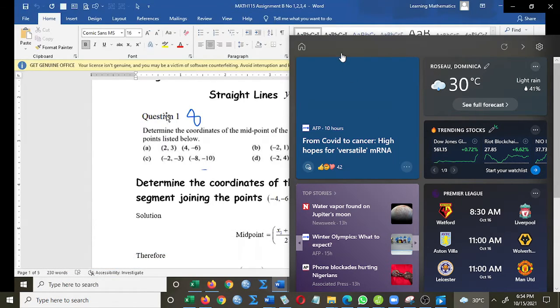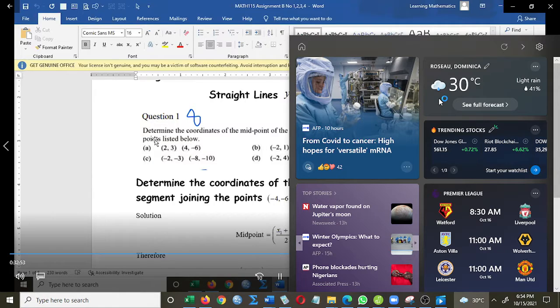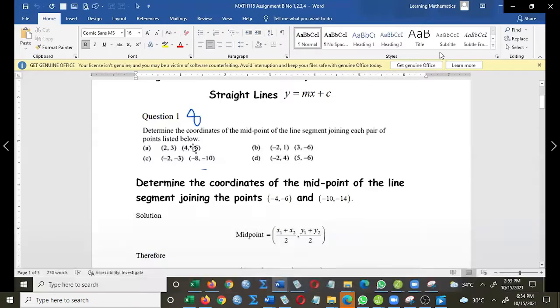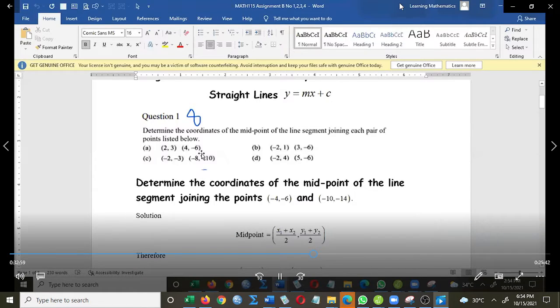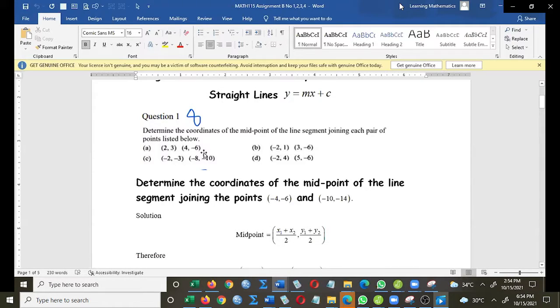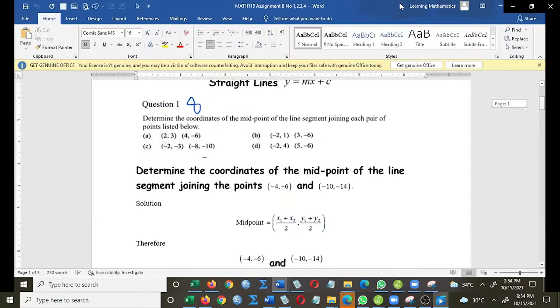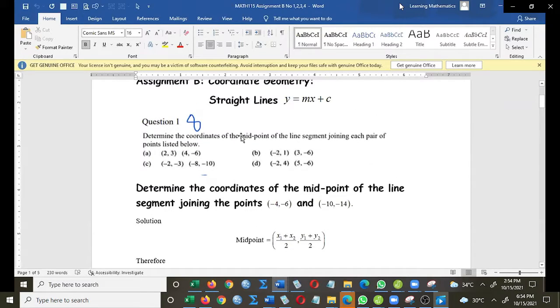Anybody did number 1 part A? Yes, sir. What answer you got? So 3 and negative 1.5. Anybody else got negative 1.5 for number 1 part A? Yes, sir. 3 and negative 1.5, because it's asking for a midpoint.